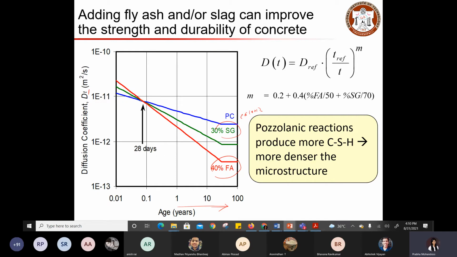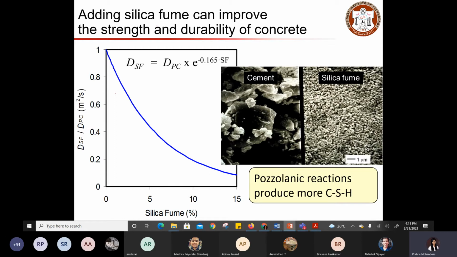You can see the diffusion coefficient value gets decreased after 28 days when you use fly ash at about 40%. That means you replace 40% of the cement content with fly ash, and here you replace 30% of the cement content with slag, which is represented as SG here. When you have more pozzolanic reaction that produces additional CSH, your microstructure gets denser, so your diffusion coefficient gets reduced. And here is another example of how silica fume can help. Silica fumes are very fine, so when you use such silica fumes, your diffusion coefficient can drastically reduce.